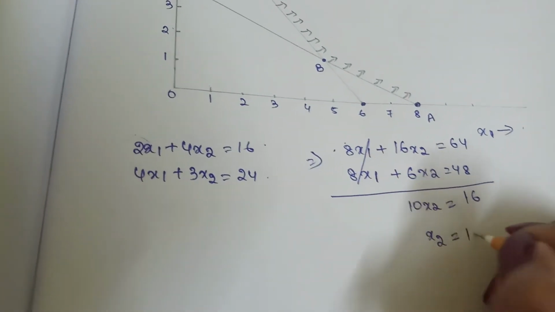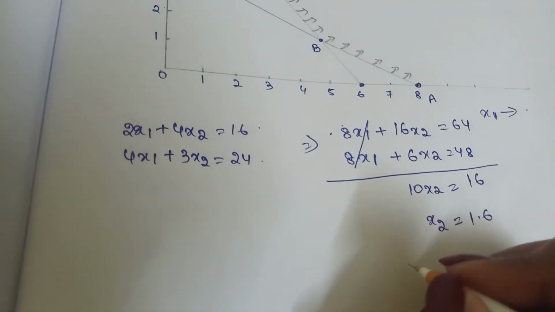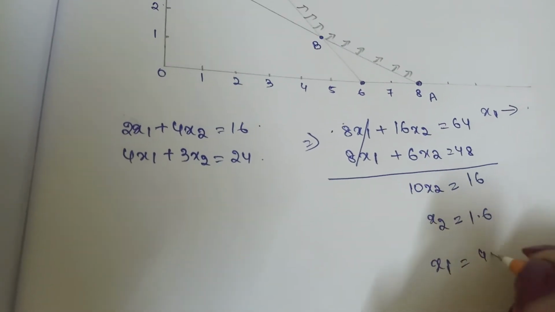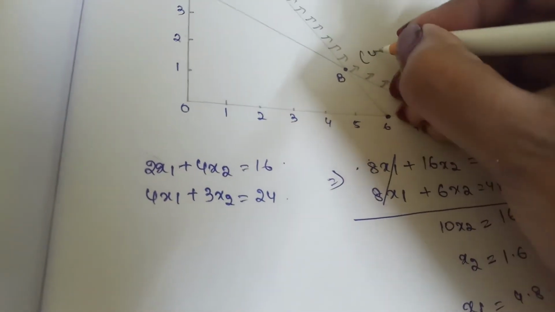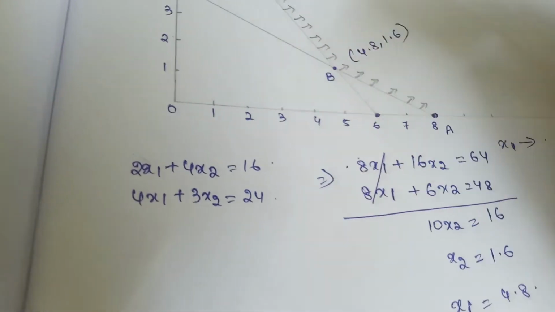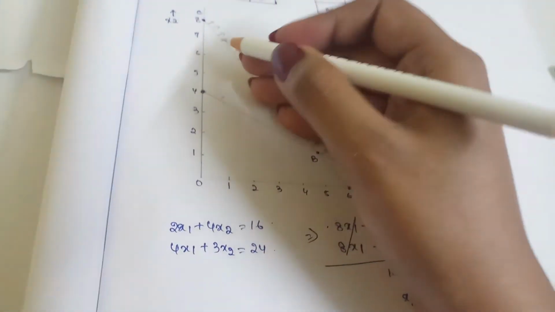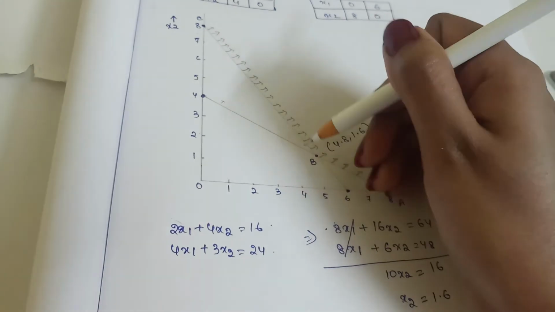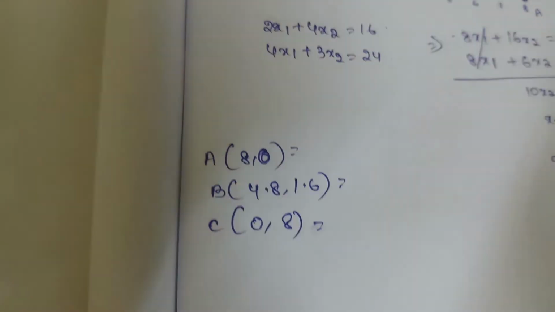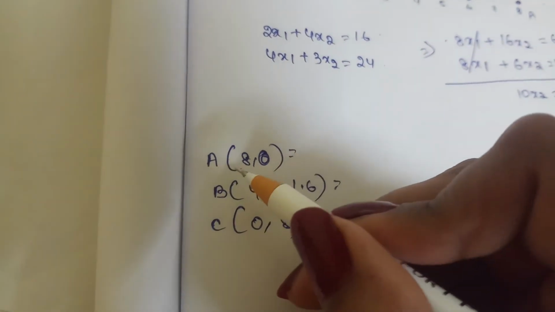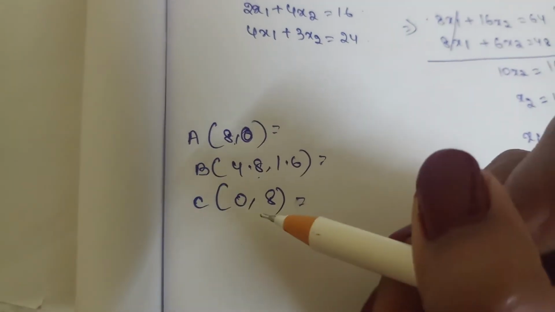So x2 will be 1.6, and if you put the value of x2 in any one of the two equations, you will get the value of x1 as 4.8. So for point B, the coordinates come as 4.8 and 1.6. Now the next step is I'm going to find the optimized value using the points A, B and C. Okay guys, as you can see, I have written the points: A is 8 comma 0, B is 4.8 comma 1.6 and C is 0 comma 8.